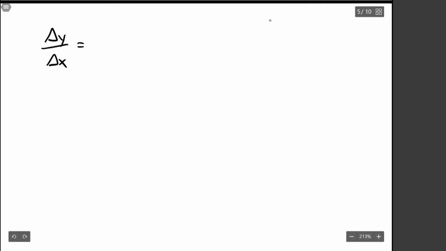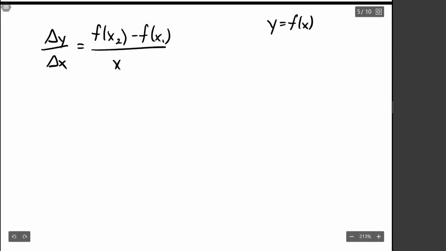and for a function y equals f of x, the way this turns out is as f of x2 minus f of x1 over x2 minus x1. Yep, x2 minus x1.